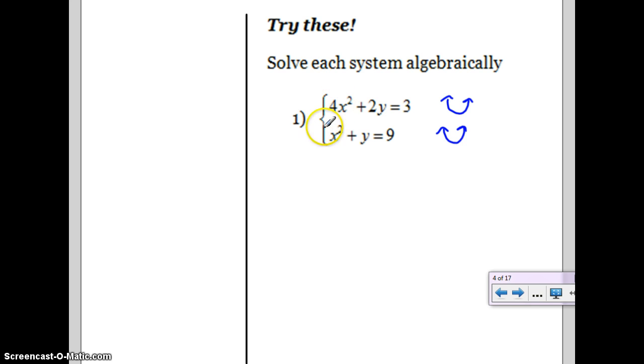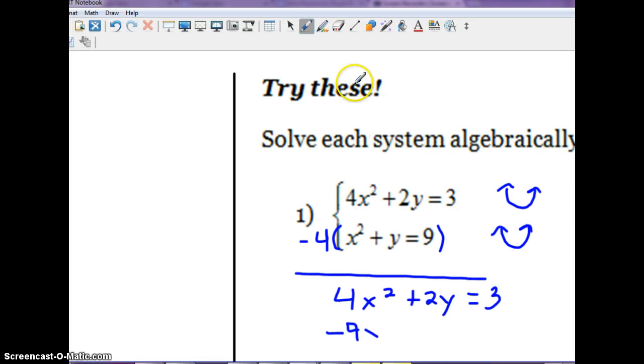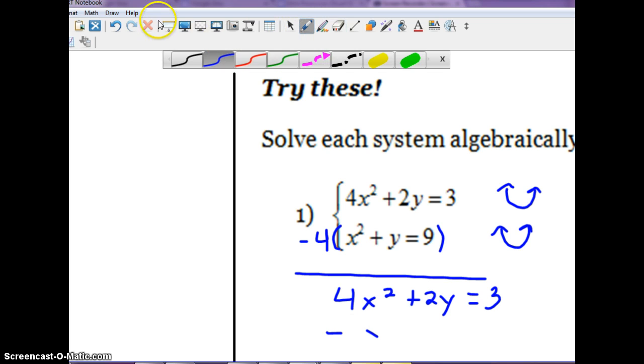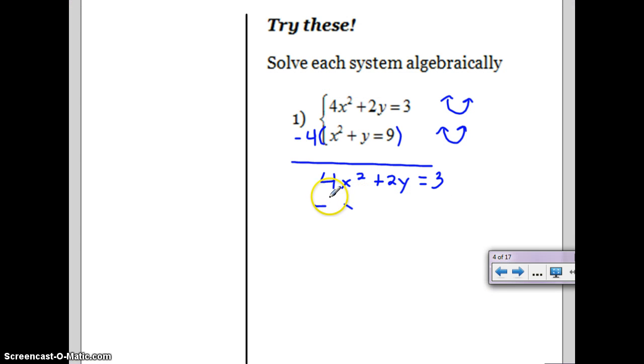If I have a +4 here on the first equation, I could multiply by a -4 in the second equation, and then I could add them together. So the very first equation I have not touched at all. So I'm going to keep it 4x squared plus 2y is equal to 3. I have not changed that one at all. But the second one I'm going to distribute the -4. So I have -4x squared. Let's make that actually look like a 4. There we go. So -4x squared.